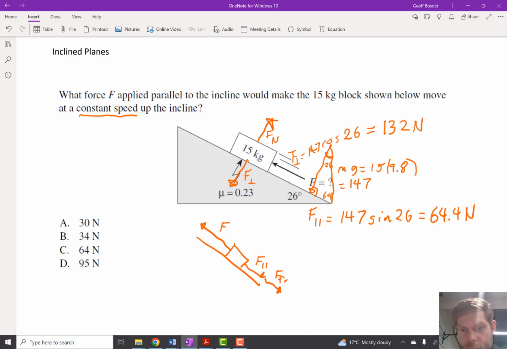So F parallel, which I just found here, plus my force of friction have got to equal my applied force if it's going to be moving at a constant speed. Because constant speed means the acceleration is 0 because your velocity is not changing. And if acceleration is 0, net force has to equal 0, and therefore all forces must cancel. So we're just going to say F equals F parallel plus force of friction.